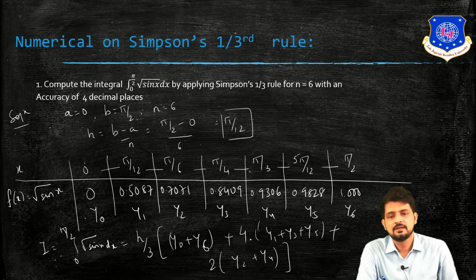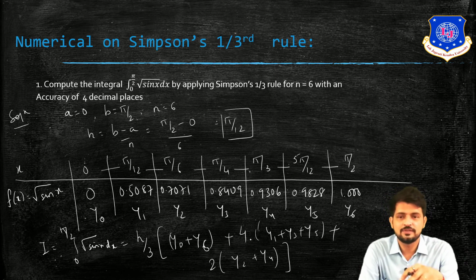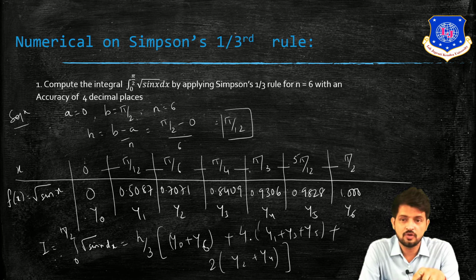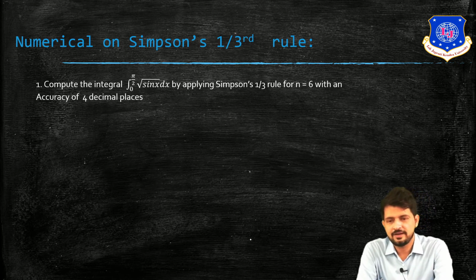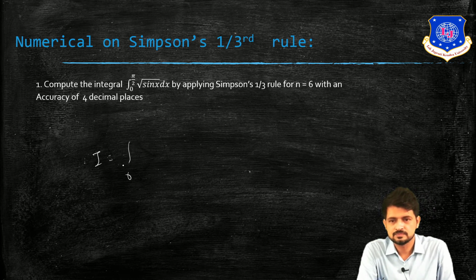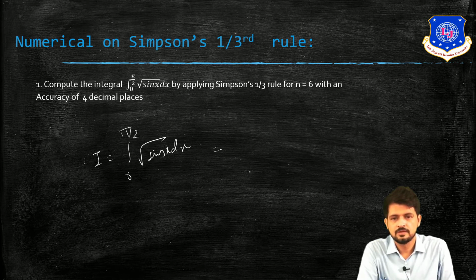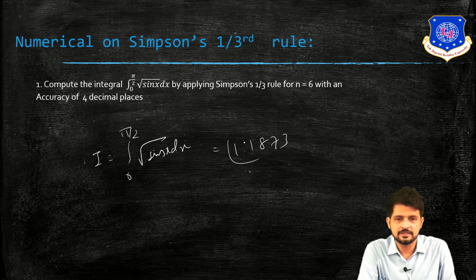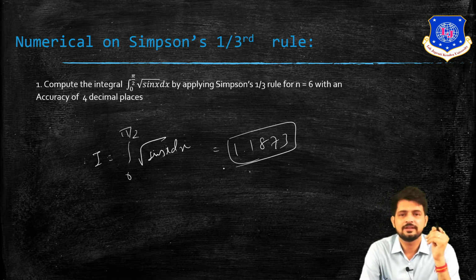Fine. After placing all of these values, you will get the answer. The final answer of this numerical will be 1.1873. Okay, so this is your final answer.